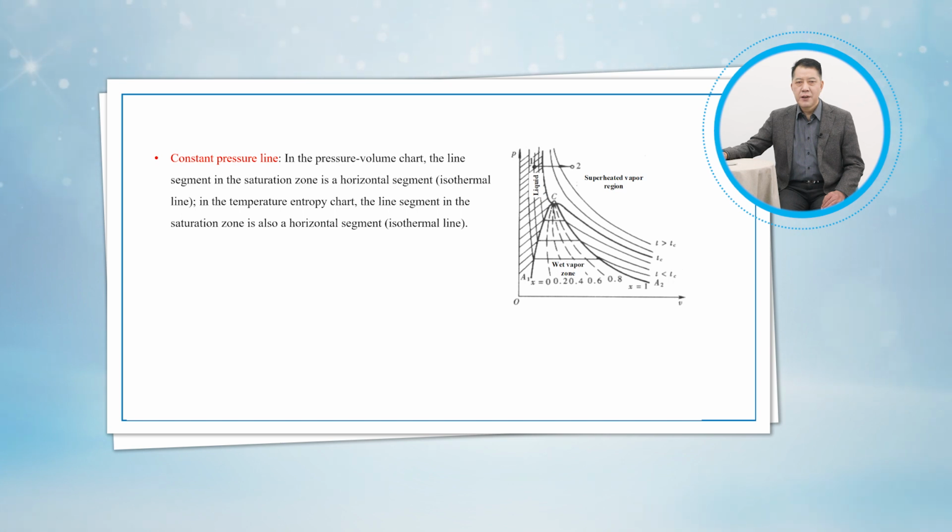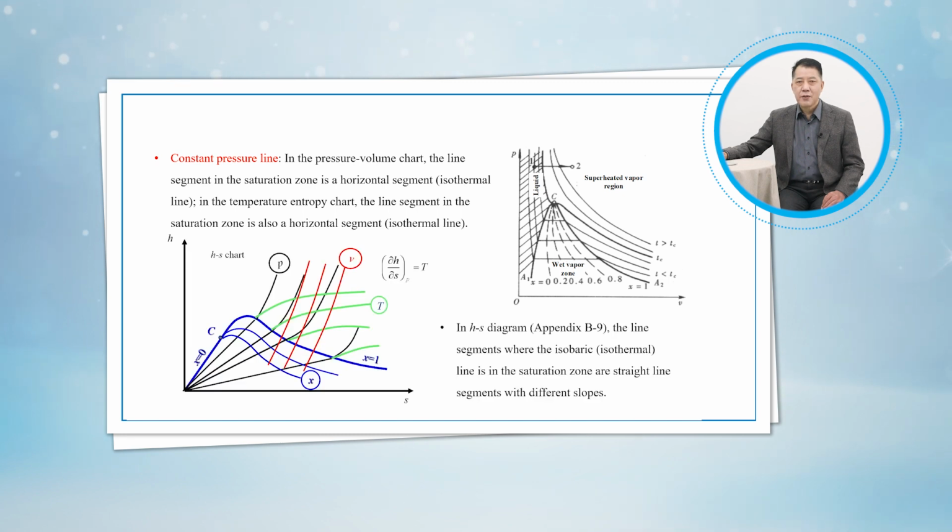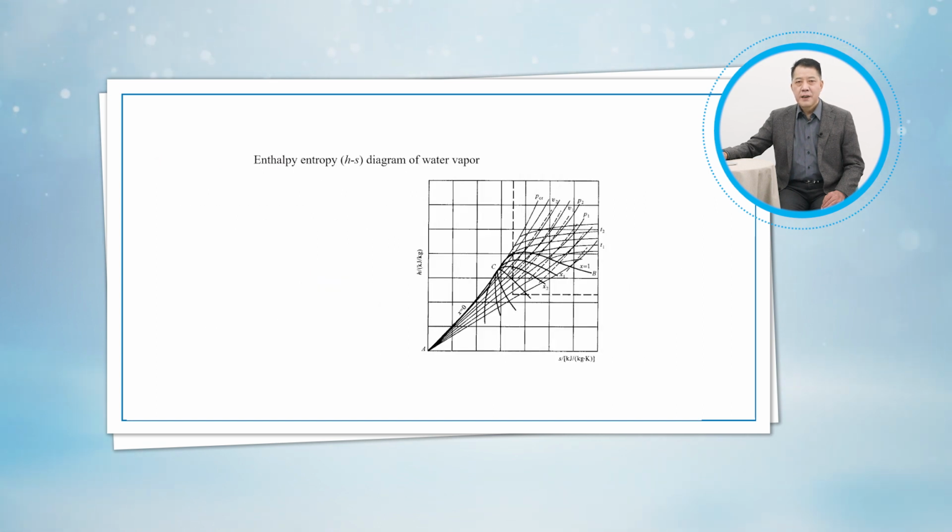On the temperature entropy chart, the line segment in the saturation zone is also a horizontal segment. On the HS diagram, the line segments where the isobaric line is in the saturation zone are straight line segments with different slopes. Now, let's talk about the enthalpy diagram of water vapor.